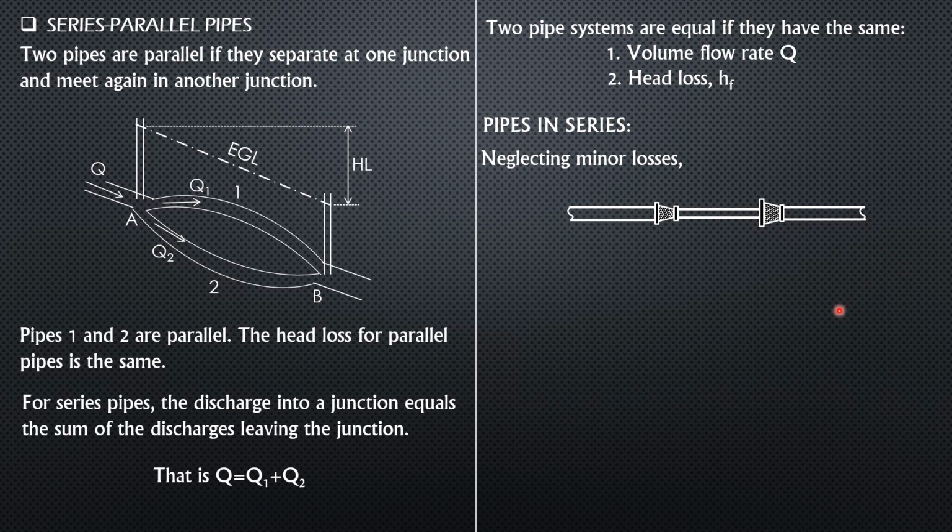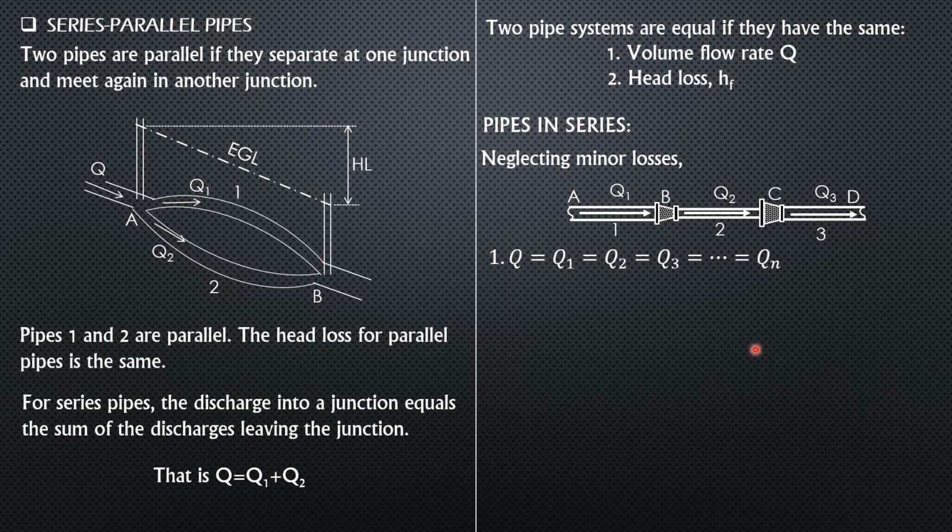Then we have pipes 1, 2, and 3. Naturally, we call the junctions A, B, C, and D. So Q1 equals Q2 equals Q3, and so on and so forth. So the discharge is the same. So Q equals Q1 equals Q2 equals Q3 equals dot dot Qn for flowing liquids. And that's from the continuity equation.